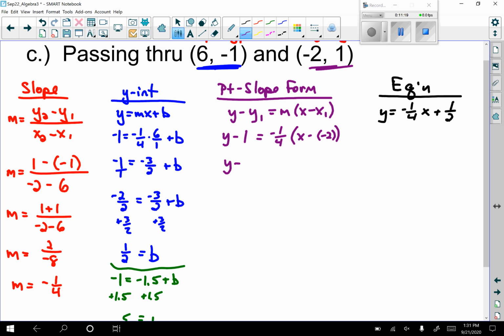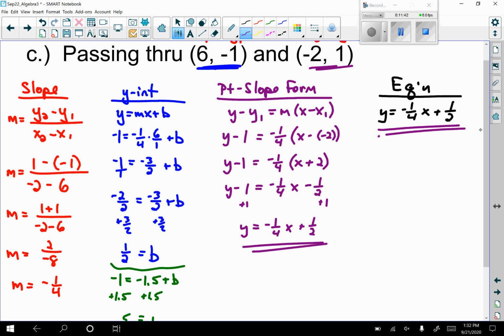And then x minus x1 becomes x minus a negative 2. So I get y minus 1 equals negative 1/4 times x plus 2 inside the parentheses. Distribute the 1/4, so I'm going to get negative 1/4 x. This will give me a minus 2/4, or a minus 1 half. And then I'm going to go ahead and add 1. So y is going to equal negative 1/4 x, and 1 minus a half is a half. So this equation matched this one. But you can see how sometimes it's fewer steps, sometimes it's a little bit more.